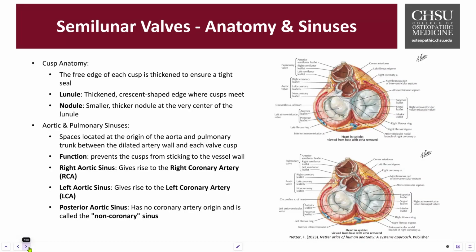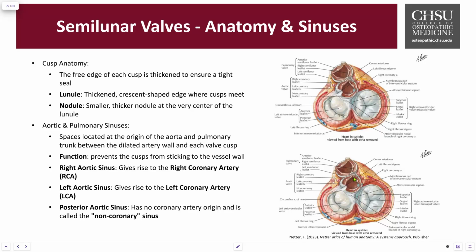Clinically, the aortic sinuses are really important. Remember, the right aortic sinus gives rise to the right coronary artery, and the left aortic sinus gives rise to the left coronary artery. Whereas the posterior aortic sinus does not have any coronary artery origin, and this is what we call the non-coronary sinus. Over here on the right, you can see a view of the different leaflets, the pulmonary valve, the aortic valve, and the different leaflets.